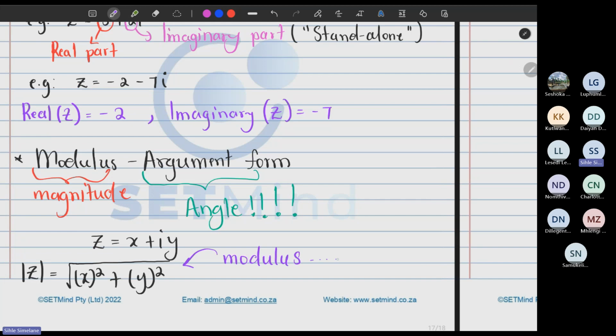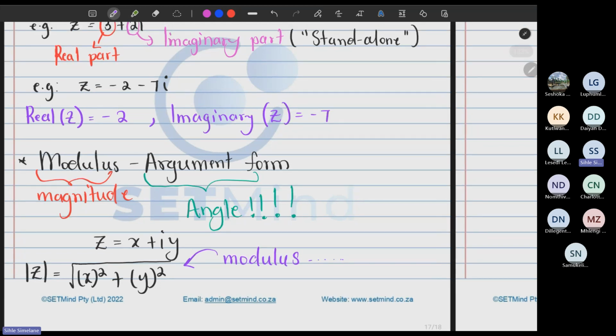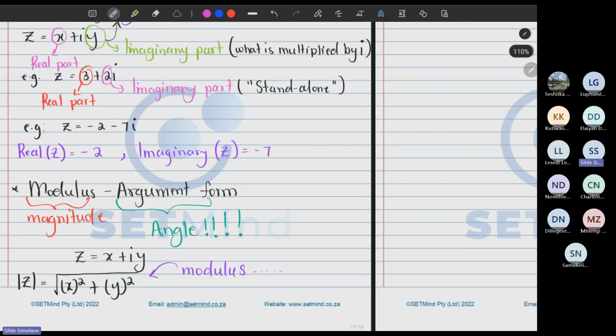So meaning at least you already have something. The modulus is simply the square root of the real part squared, which is x squared, plus the imaginary part squared. That's our modulus. Very important that you are able to find it, because we are looking at modulus argument. So now we need to figure out how to find the angle, and then we plug it back there, and then we finish that problem.